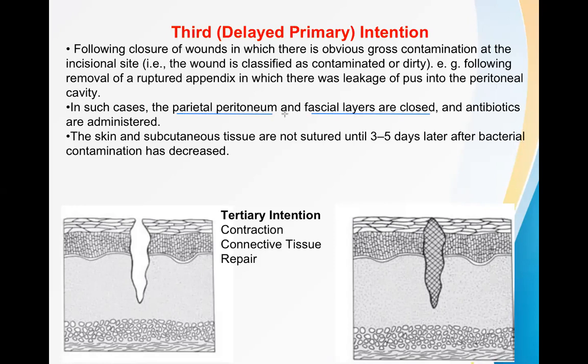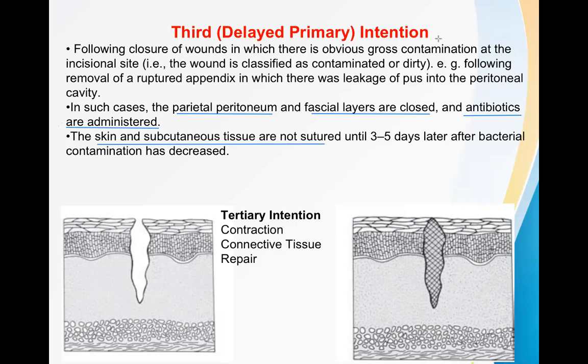So parietal peritoneum and fascial layers are closed, and we treat the patient with antibiotics for a few days. And after that, only the skin and subcutaneous tissues are sutured. So this is called delayed primary intention, or healing by delayed primary intention, I should say.